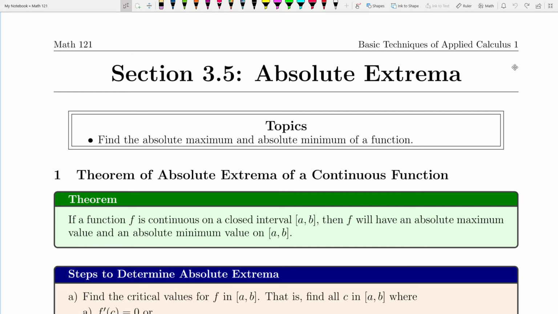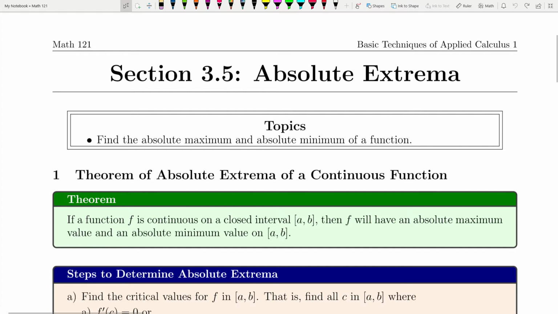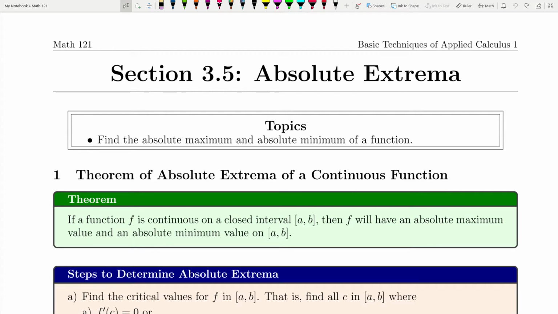Alright, in this video we go over section 3.5, absolute extrema. In this section we'll learn how to find the absolute maximum and the absolute minimum of a function. The theorem here is that when we have a function that is continuous on the closed interval, then f will have an absolute max and an absolute min on this interval.